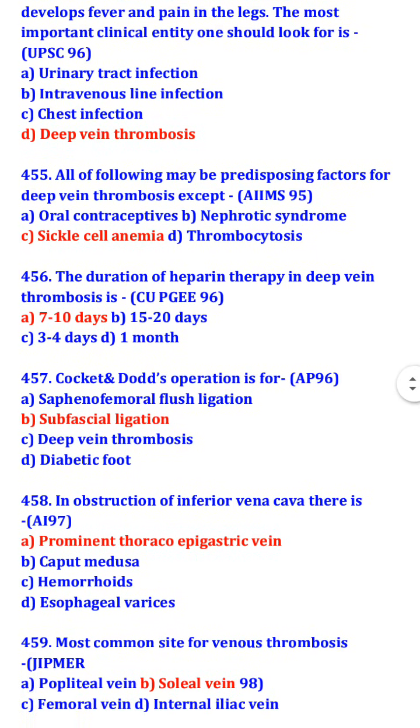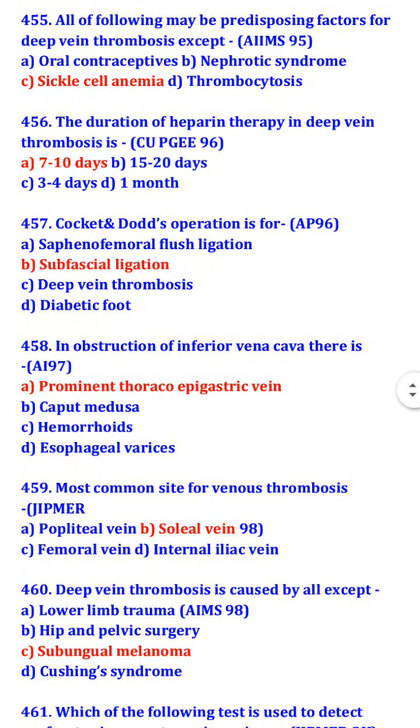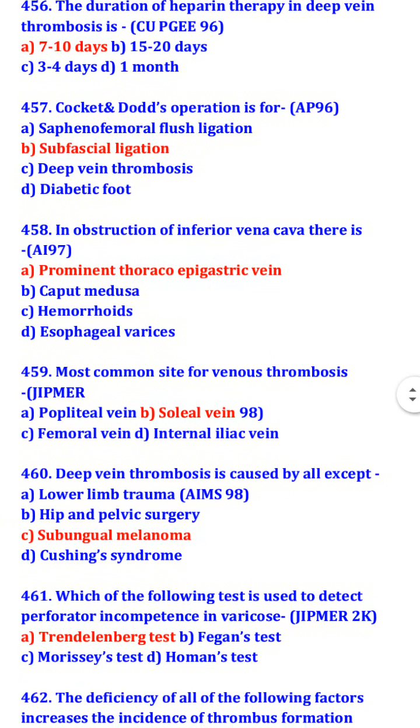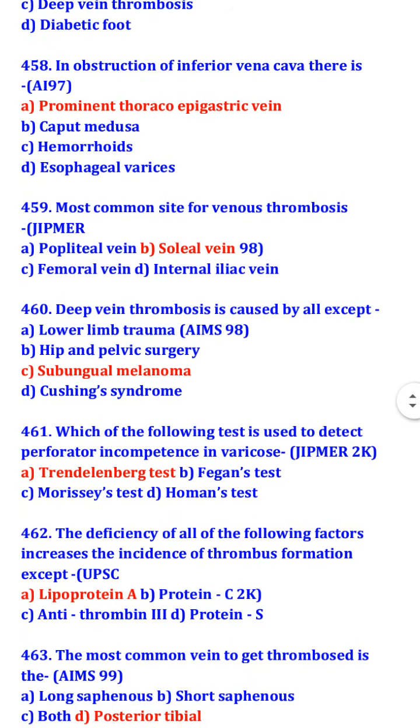Cockett and Dodd operation is for subfascial ligation. In obstruction of inferior vena cava, there is prominent thoracoepigastric vein. Most common site for venous thrombosis is soleal vein. Deep vein thrombosis is caused by all except subungual melanoma. So it is caused by lower limb trauma, hip and pelvic surgery, Cushing syndrome.